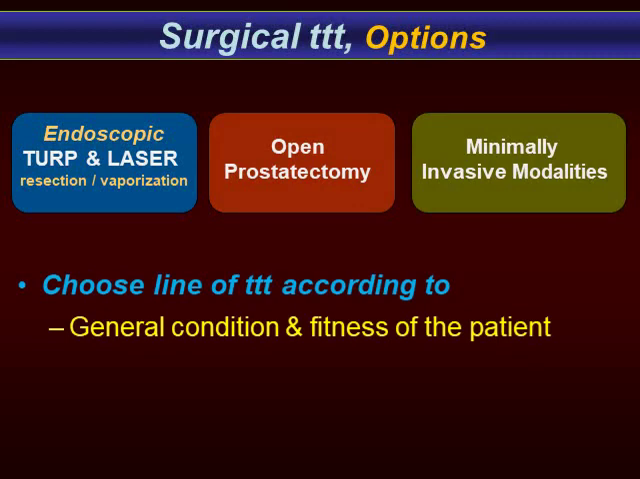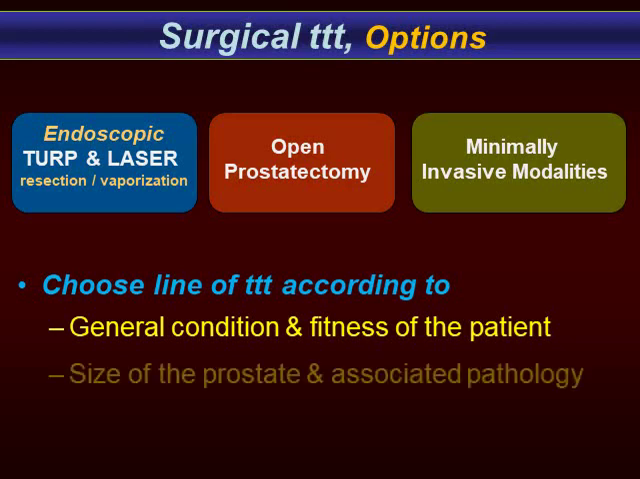How would I choose between these options if surgery is required? The choice is according to the general condition and fitness of the patient for surgery. These two are major interventions, so they require a surgically fit patient, a healthy patient. This last one could be used for patients who are poor medical risk or who cannot tolerate major surgery.